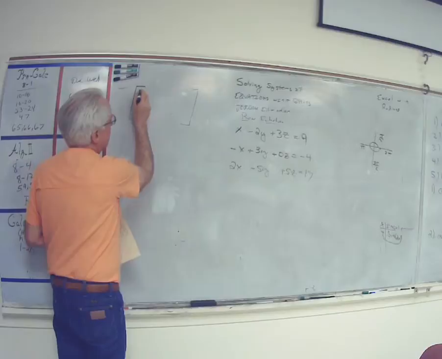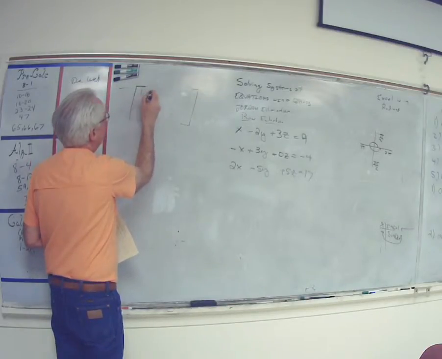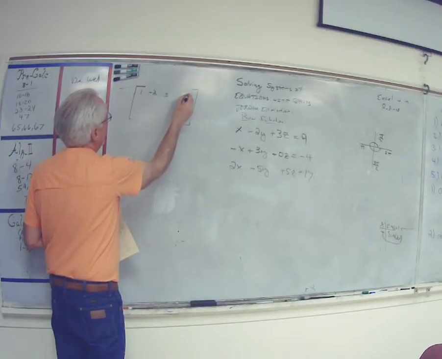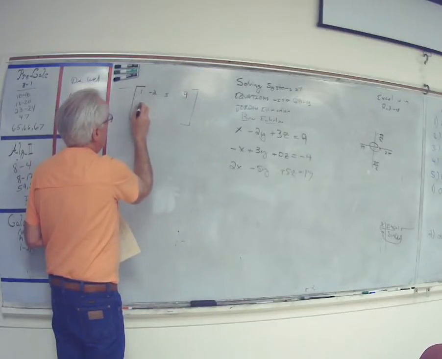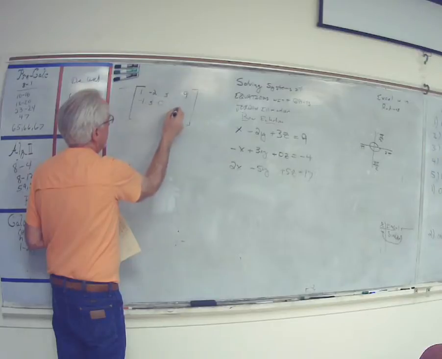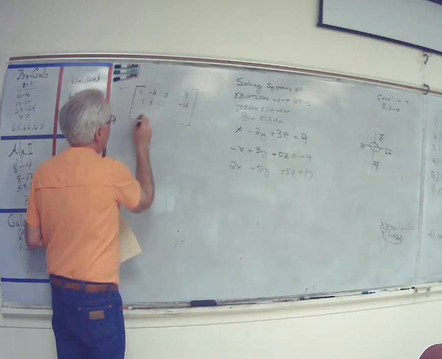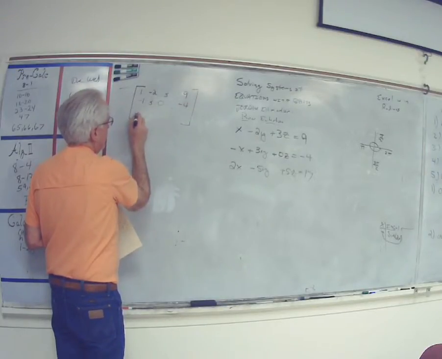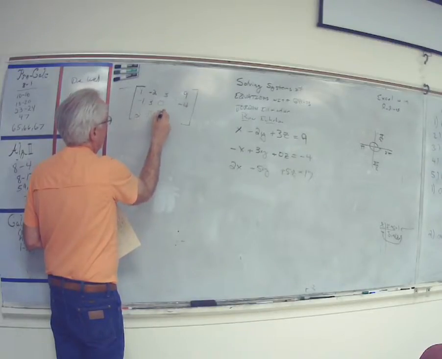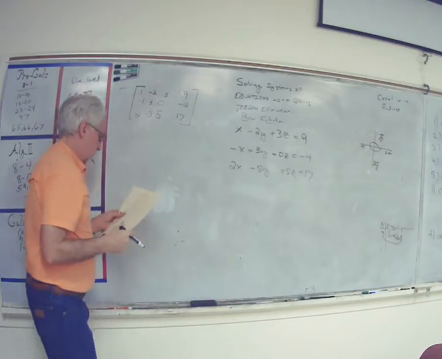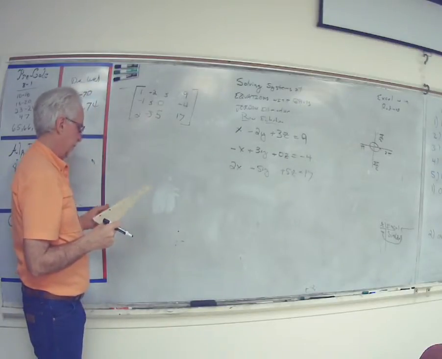So what would my numbers be, Ben? How do I go across the top? 1, -2, 3, and then 9. And then Emmy, you have -1, 3, 0, and -4. And then Catherine, it'll be 2, -5, 5, and 17. Okay. So we are ready to go now.